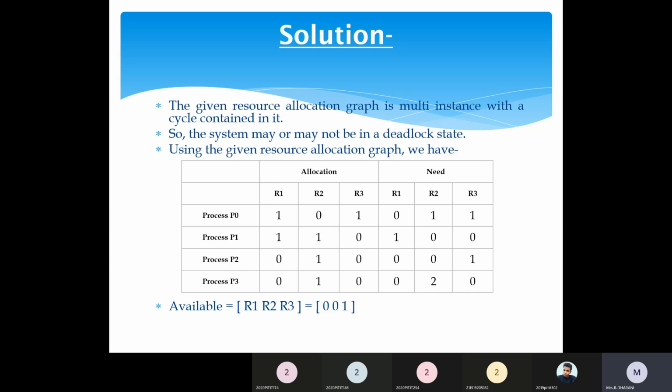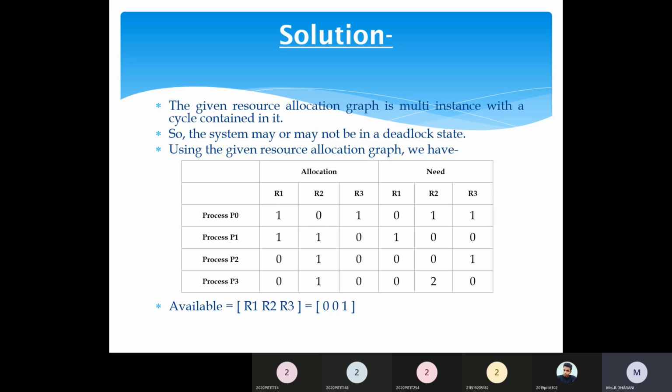Okay, now what is the additional request, the additional need of all these processes? The additional need of P0 is one instance of R2 and one instance of R3. The additional request by process P2 is one instance from R3, and the additional request by P3 is two instances from R2.